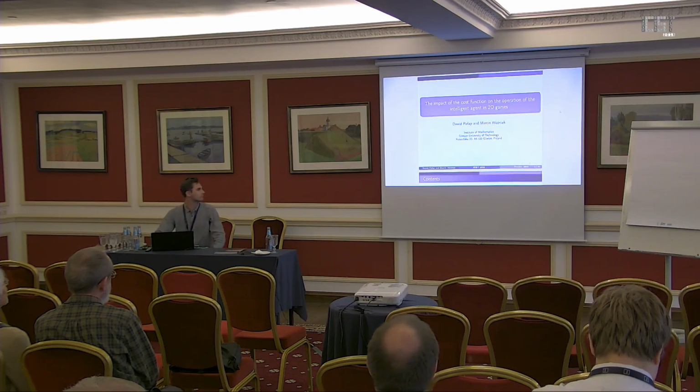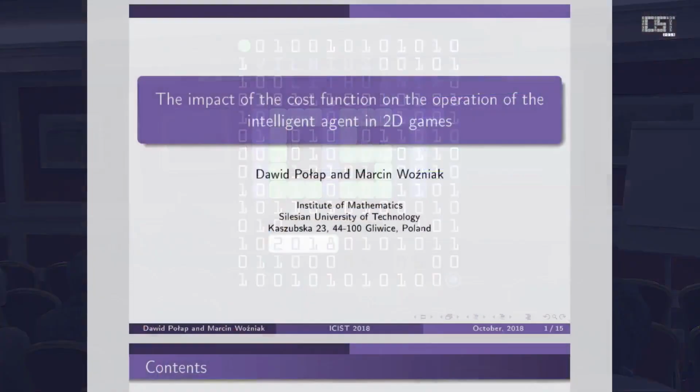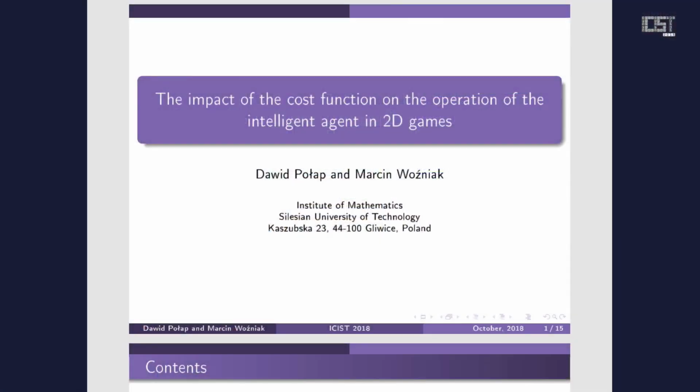Okay, so welcome everybody. My name is Połap, and I would like to present a paper written with my colleague Marcin Woźniak. We are with the Institute of Mathematics in Silesia University of Technology. The topic is the impact of the cost function on the operation of the intelligent agent in games.